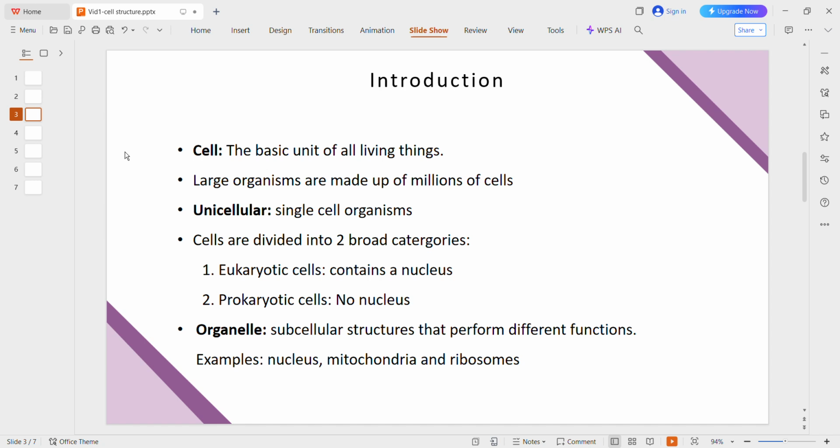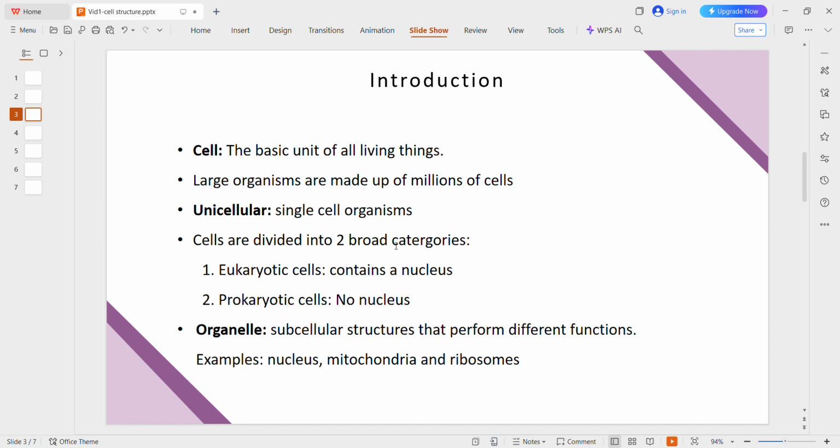Cells are the basic unit of life, which can divide independently. Some organisms are made up of millions of cells, like plants and animals, and therefore they are known as multicellular organisms, while other organisms are made up of a single cell, like bacteria or yeast. Thus, they are known as unicellular organisms.